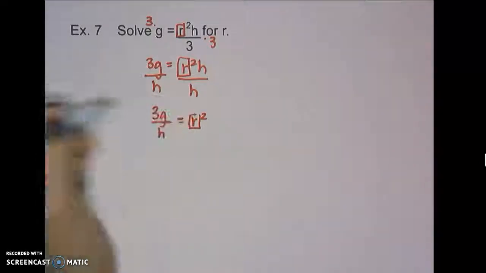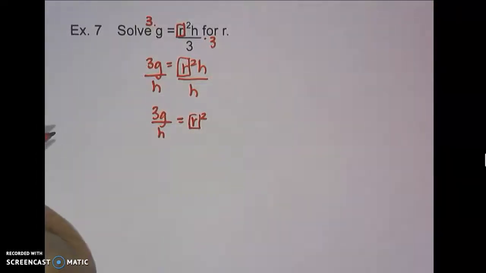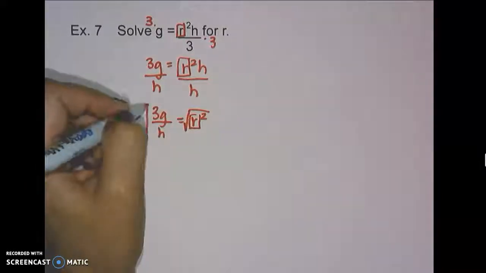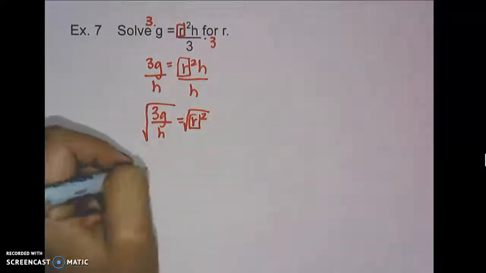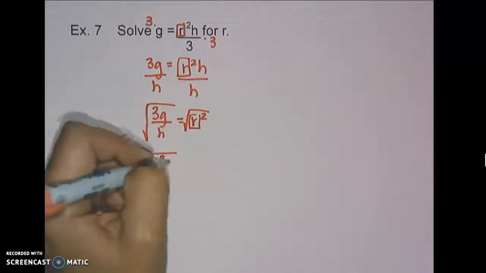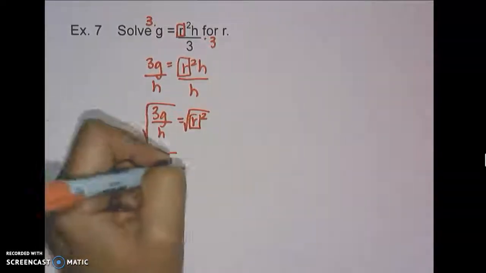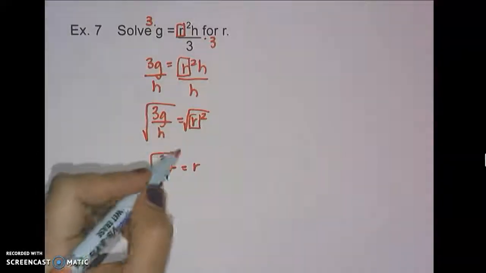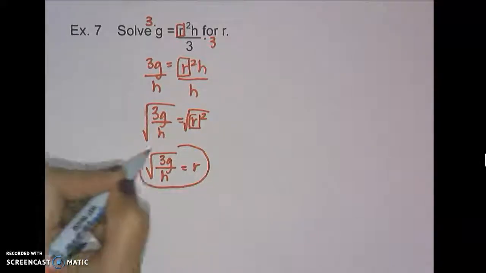Again, we're still trying to get r by itself. R squared. What's the inverse operation of squaring something? That's going to be taking the square root. So we have the square root of 3g over h equals r. And we have no idea what the square root of 3g over h is, so we're going to leave it alone.